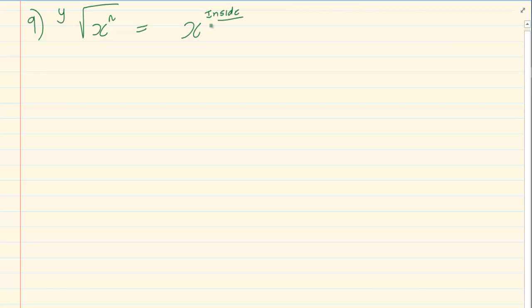Now, the last section that we work with in exponents is root signs. The rule for root signs is that you have the base, which is what we're calling here inside, right? That is our base. And then the rule is inside over outside. So what does that mean? That means I would have x and then the inside power is n over the outside power, which is y.